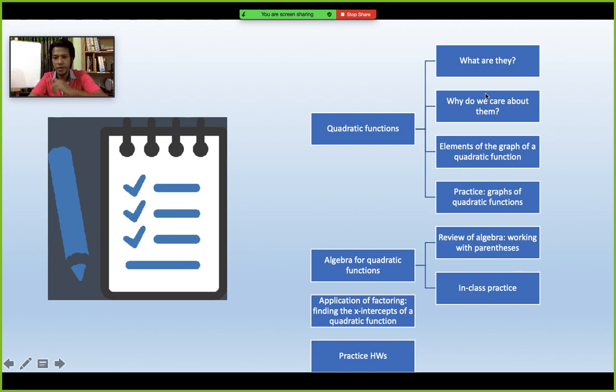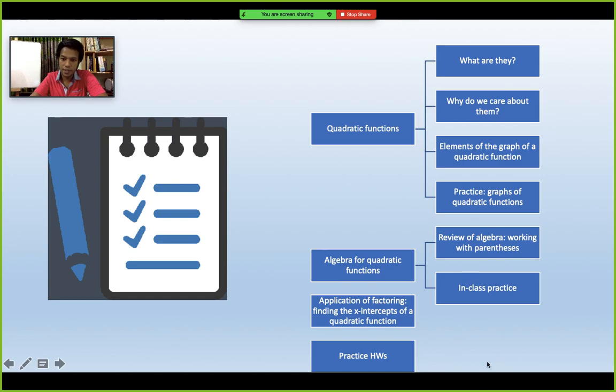These are the things. Quadratic function. From this we will discuss what a quadratic function is and the importance of quadratic functions. Then from the graph of a quadratic function we will try to understand a couple of terms. Then for the graph of a quadratic function, we have some practice. Algebra for quadratic functions, some review. You need to review some of the things for working with quadratic functions. Then some application of the same thing.